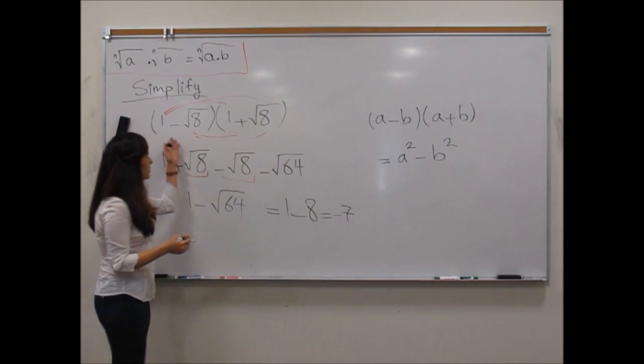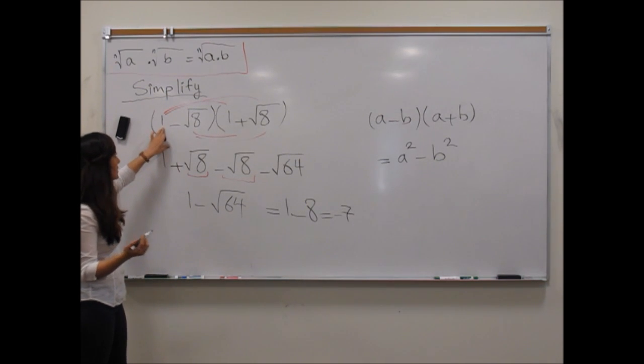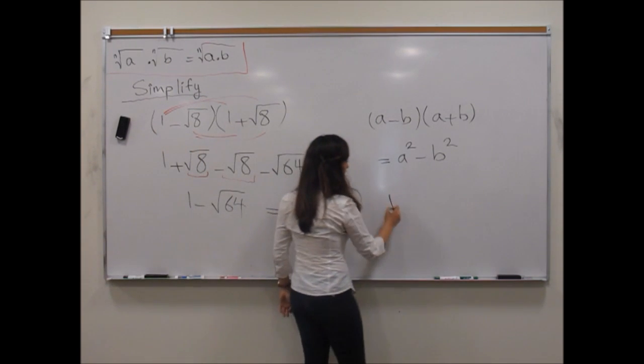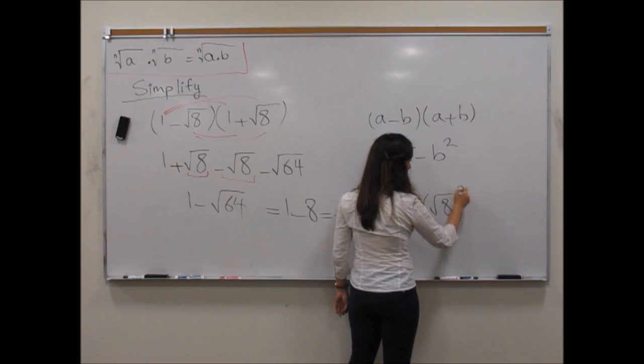And for this example, we could also do that. So a squared minus b squared, where a is 1 and b is rad8. And we can write it as 1 squared minus rad8 squared.